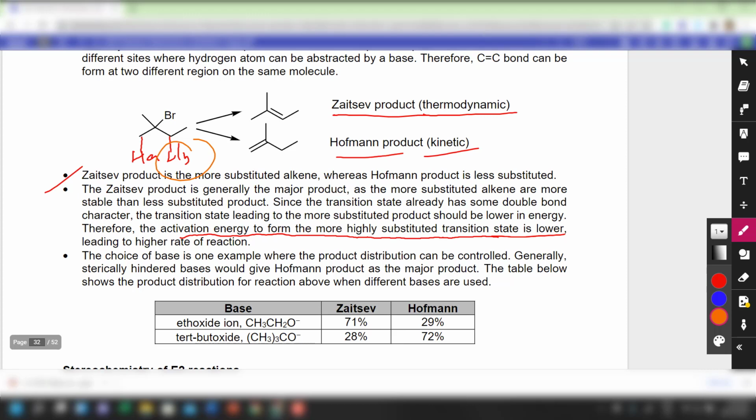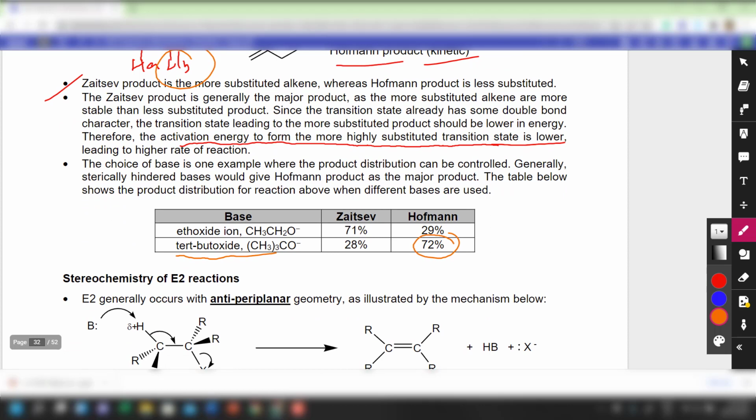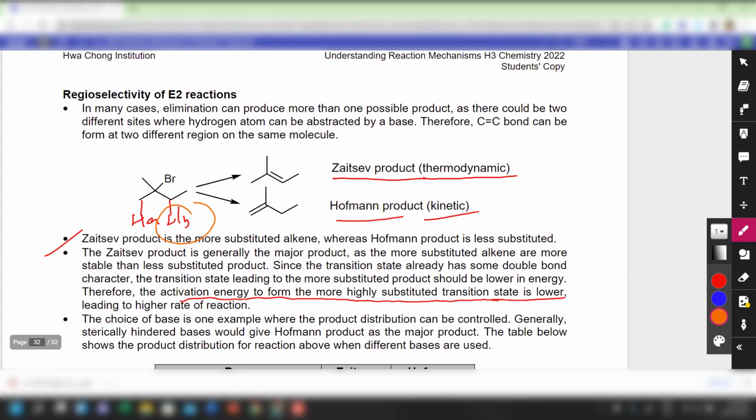Yeah, so if I'm going to use a bulky base, I expect the thermodynamic Hofmann product to be formed slightly more readily. So the percentage is now skewed towards the formation of the Hofmann product. However, if I'm going to use ethoxide, which is relatively unhindered, then I probably expect more Zaitsev product to be formed rather than the Hofmann product. So that is what it means when we say the nature of the base is important in deciding whether we get Hofmann or Zaitsev products.